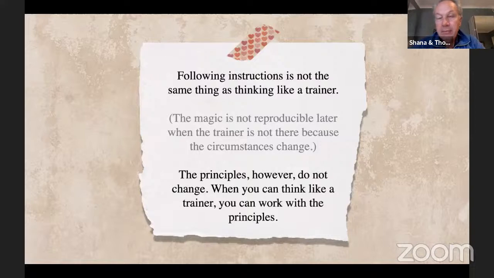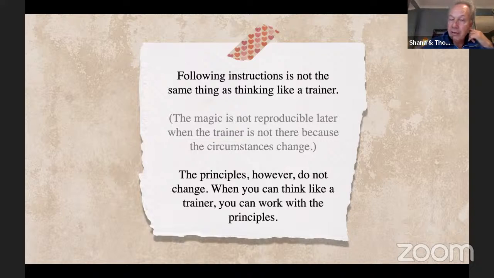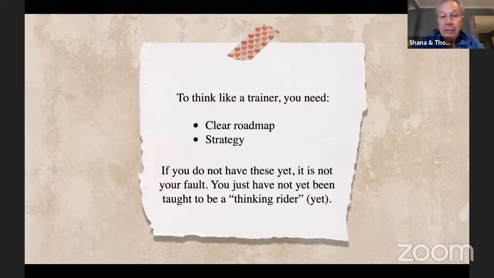So it's a little bit like solving an equation, right, in math or in physics, where you have several variables and a few numbers in there, and then you have to solve that equation, and for each horse, the actual variables have different values, so to speak. Right. So that's what it's like to think like a trainer: you take your principle, you apply it to the horse, and then you figure out what the horse needs, right? And you need to have a roadmap, a strategy. You have to know how to get from point A to point B.